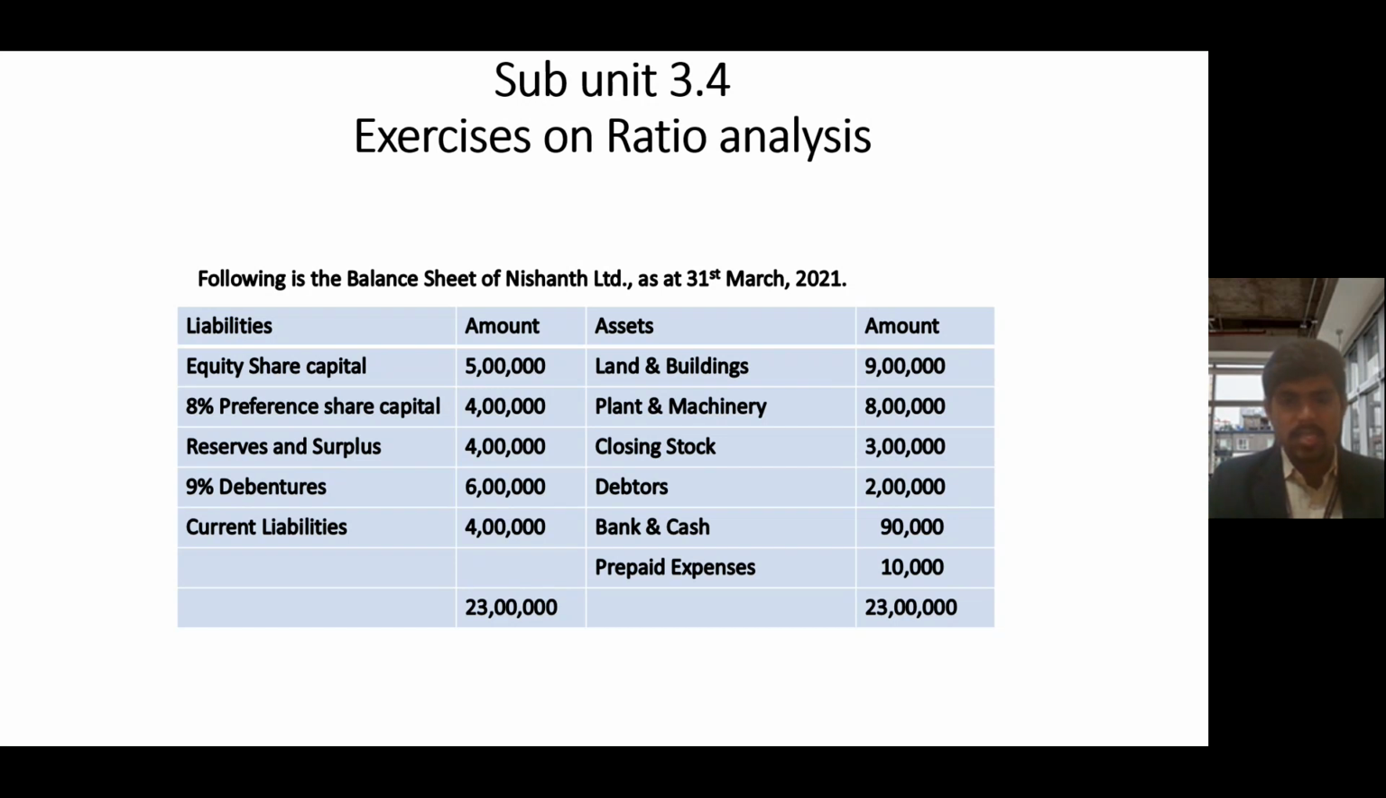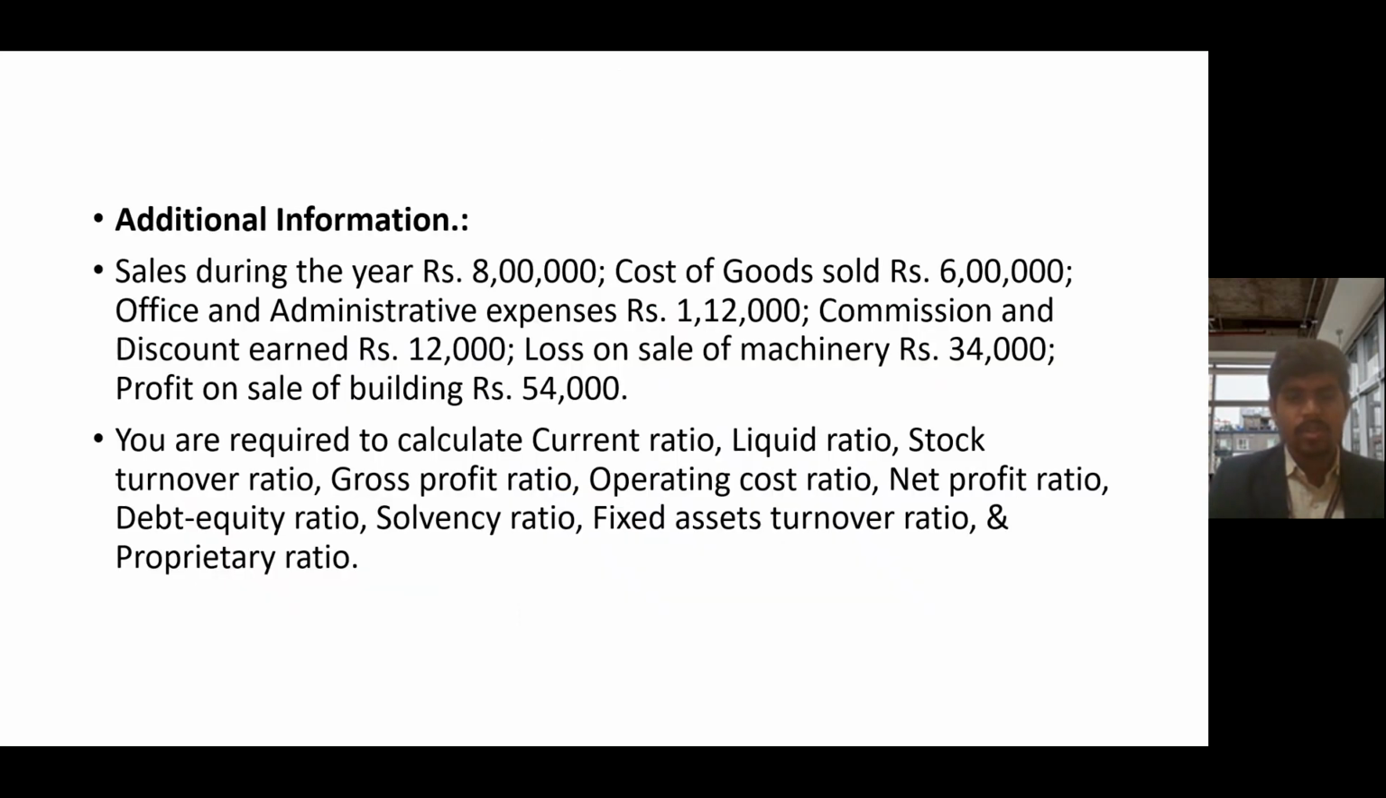On the other side, the assets are: land and buildings 9 lakh, plant and machinery 8 lakh rupees, closing stock 3 lakh rupees, debtors 2 lakhs, bank and cash 90,000, prepaid expenses 10,000. Here each side totals 23 lakhs and gets tallied, which means the assets are equal to the liabilities. Now let us move to the additional information given for this exercise.